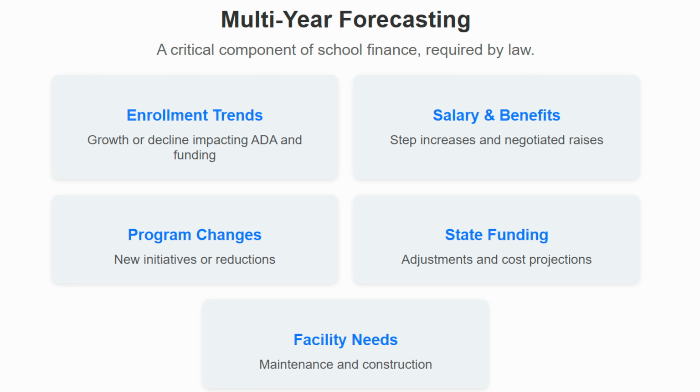Salary and benefit costs, including step and column increases and negotiated raises. Program changes, new initiatives, or necessary reductions. State funding projections, including cost of living adjustments. When developing multi-year forecasts, public school districts must adopt a conservative yet realistic approach. Underestimating revenue and overestimating expenses is generally safer than the reverse. However, projections should not be excessively pessimistic, as overly dire forecasts can undermine planning and stakeholder confidence. The ultimate goal is to ensure fiscal solvency while prioritizing and maximizing educational opportunities for students.